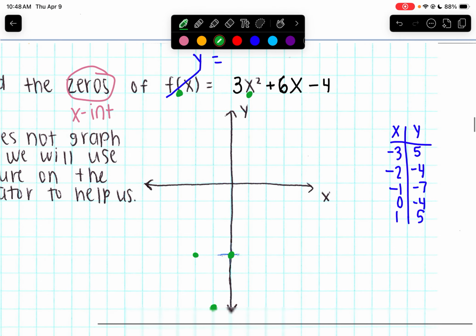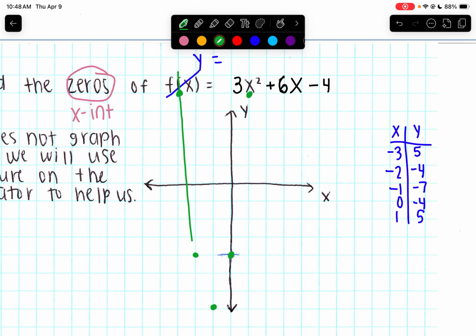So a couple of things are different from the previous graphs. This one's pretty long. And the reason why is because it's narrow. This graph is super narrow, and it is narrow because the A value here is 3. And we talked about this during transformations, but the larger your A value, the more narrow your graph is going to be. So this graph is pretty skinny.